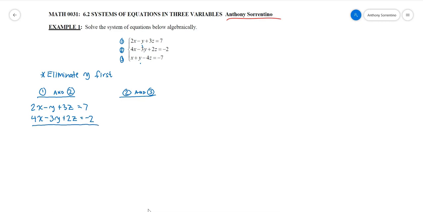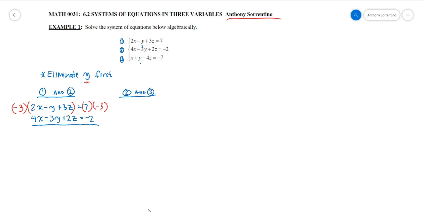Well, for me to eliminate the y's, I want to get the same number in front of the y's with opposite signs. And I can accomplish that easiest by multiplying both sides of that equation by a negative 3. That's going to give me a plus 3y on top and a minus 3y on the bottom. They will cancel. But remember, I just can't change the one variable I'm looking for. I got to change the entire equation accordingly.